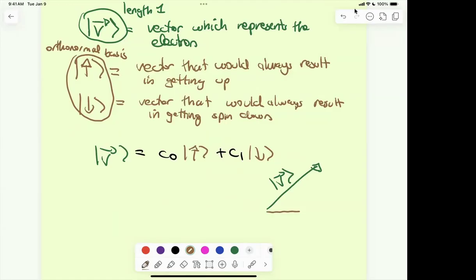Let's say here's this spin up vector. Here's the spin down vector, and then these are the rescalings, right? So this is C0 times spin up, and this one is C1 times spin down. Because they're orthonormal, you can apply Pythagoras theorem. So that just says that the length squared of this vector would be the sum of these squares, right?